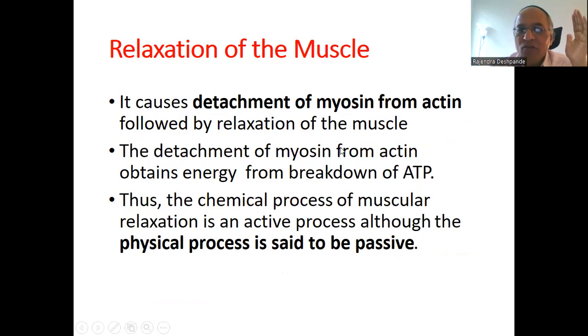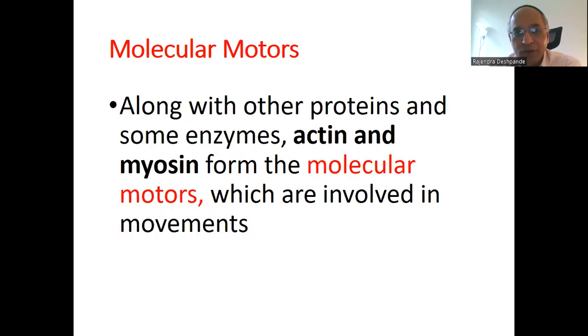The detachment of myosin from actin obtains energy from breakdown of ATP. So, the chemical process of muscular relaxation is an active process, but the physical process is said to be passive. This is also for MCQ. Because there is energy, things are happening. So chemically, it is an active process of muscle relaxation, but physically, it is the passive process. This can be the MCQ question.